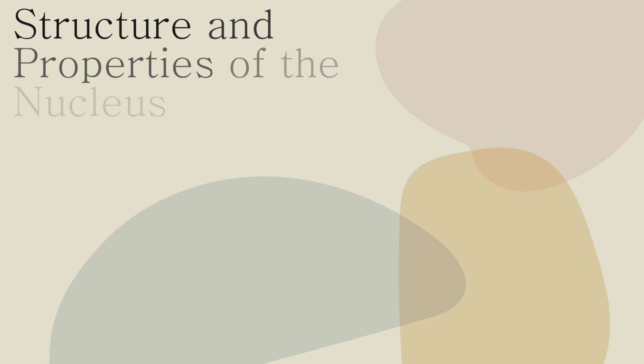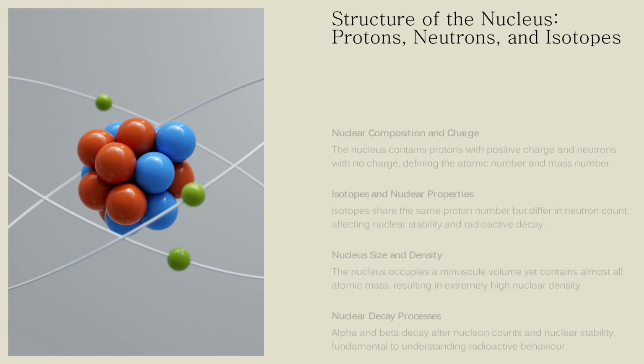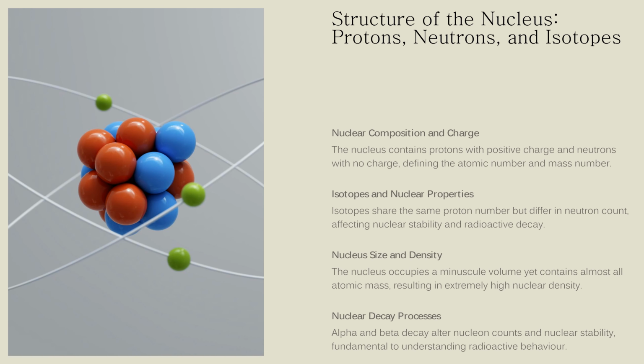Structure of the nucleus: protons, neutrons, and isotopes, nuclide notation and nuclear equations. The atomic nucleus is a compact region at the center of an atom containing protons and neutrons, collectively known as nucleons. Protons carry a positive charge of plus 1.6 times 10 to the power of minus 19 C, while neutrons are electrically neutral. The number of protons in a nucleus defines the atomic number, Z, which uniquely identifies the element.